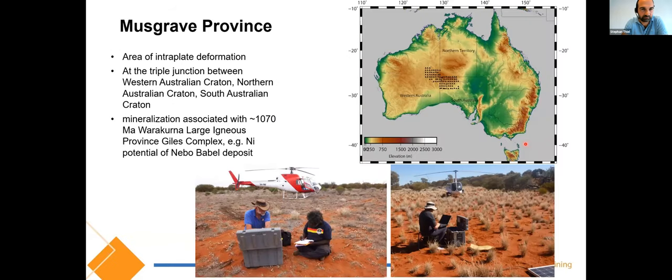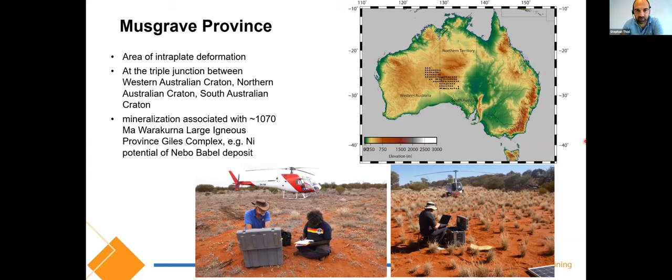So I'm going to start going around from South Australia up north, where GA has done a lot of work, and come back through southeastern Australia back to the Gawler Craton, just to show you some of the research highlights that we've been able to get using this.